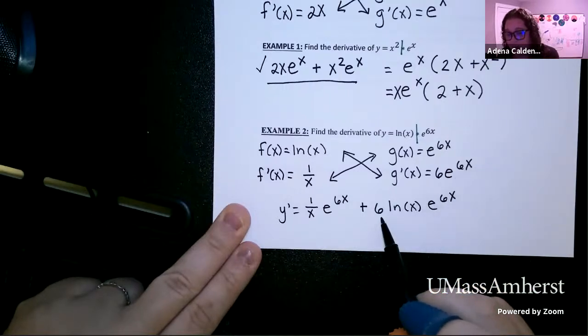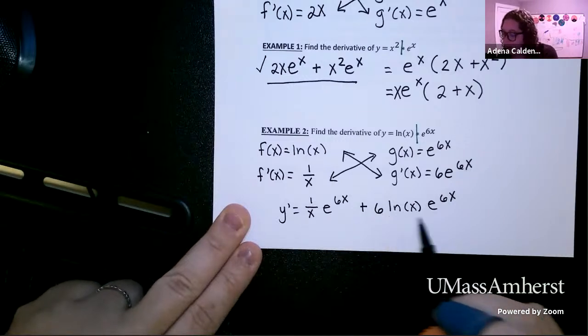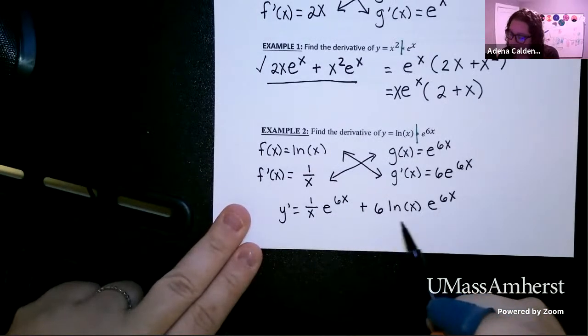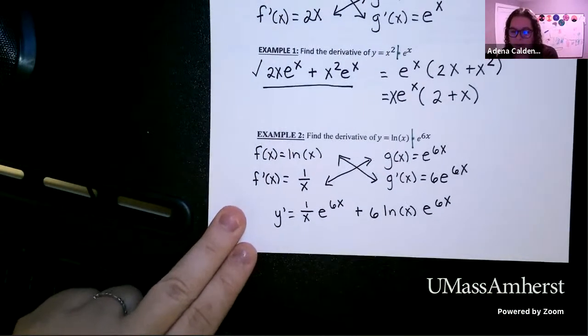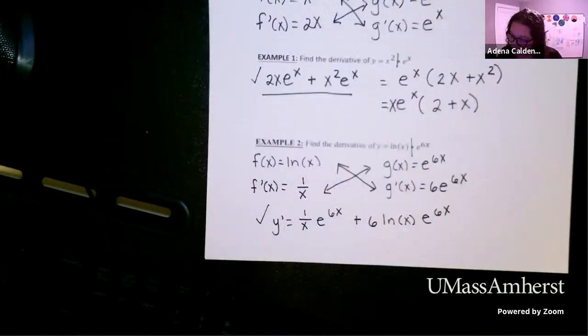So the 6 would definitely come to the front. We always write our constants in the beginning. And then the natural log of x and e to the 6x are equally difficult, so either one of those could come next, but the 6 would definitely be pulled to the front. So our derivative is going to look like this.